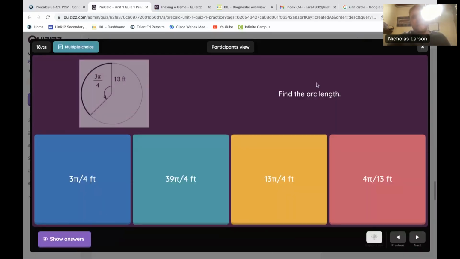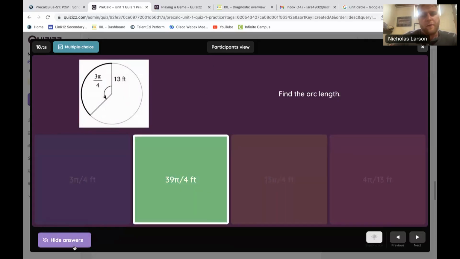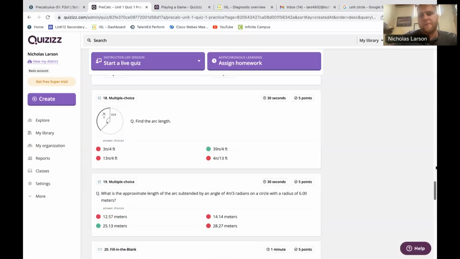Find the arc length. Again, this is what we kind of talked about. All right. I'm given my radians. So all I have to do if I'm given my radians is to multiply it by my radius. So when we have radians, it is easier than when we have degrees. And you'll notice if we think back to how we convert things, really our formula for finding arc length is we convert the degrees to radians and then we multiply by the radius. That's all we're doing. So I would say 3 times 13 gives me 39 pi over 4. Boom. Simple as that.